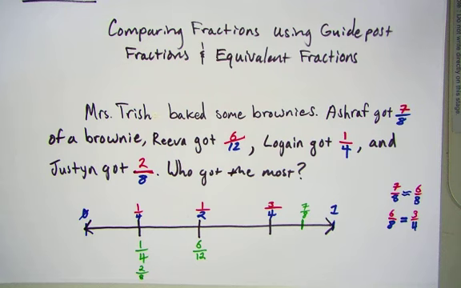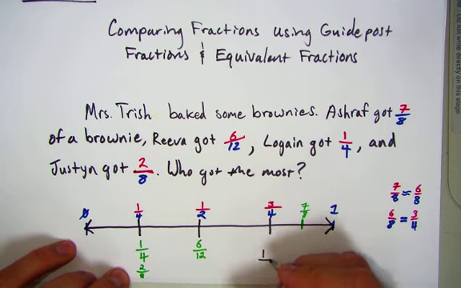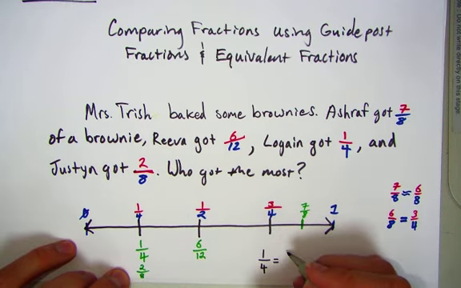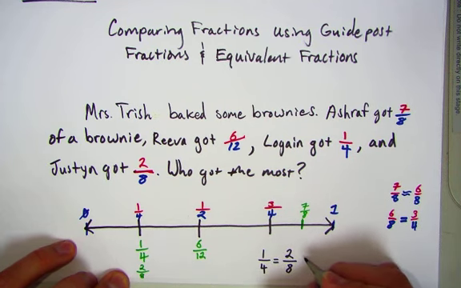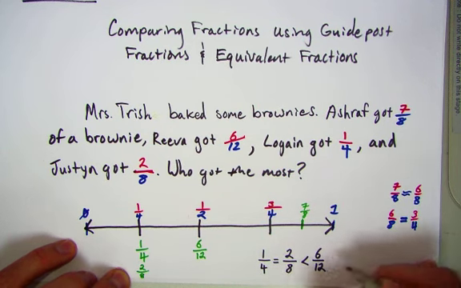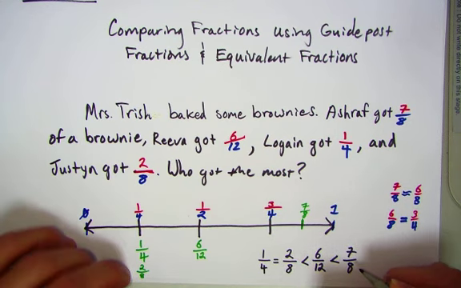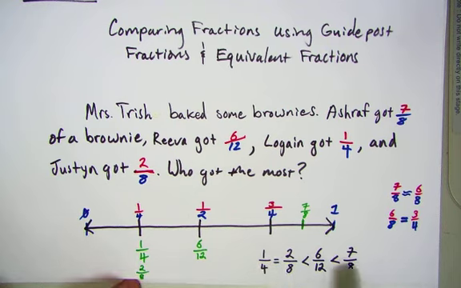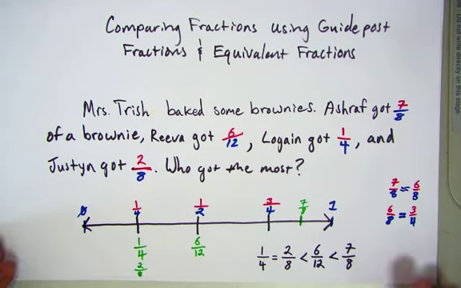So we could actually write it out from least to greatest. I'll just write 1/4 is the same as 2/8, and 2/8 is less than 6/12, and 6/12 is less than 7/8. Now you could write this in words if you would like. It does not matter. But you can write it like this too, using comparison symbols.